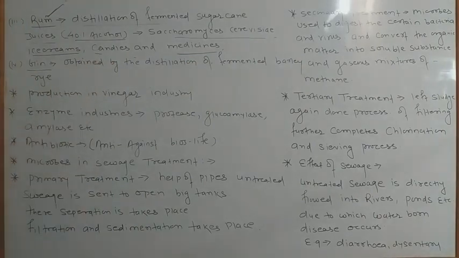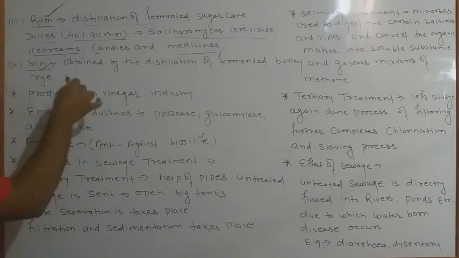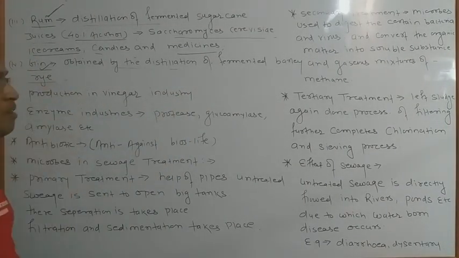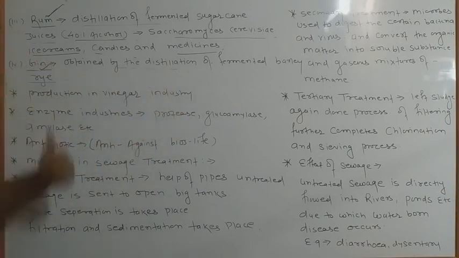Now coming to the next important part, gin. It is also a special type of alcohol. It is obtained by the distillation of fermented barley or rye, by which we obtain this type of alcohol.